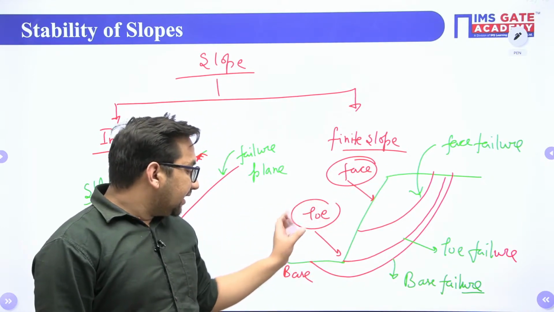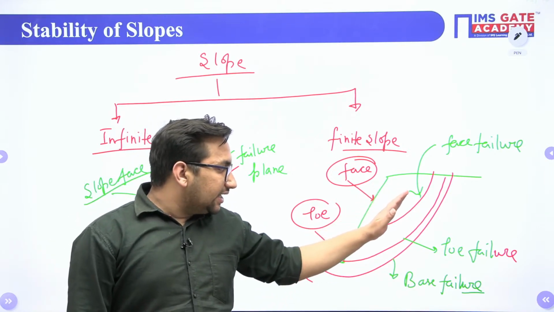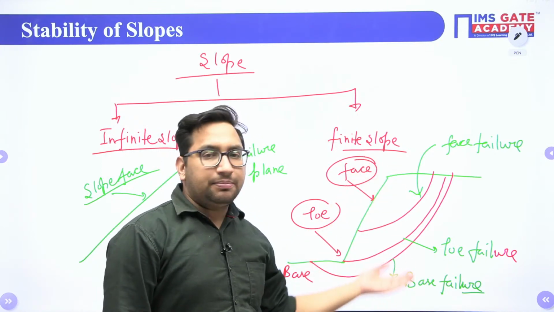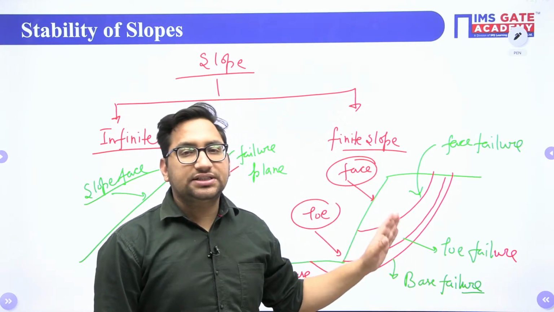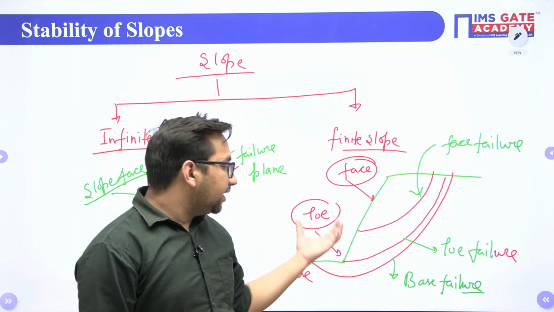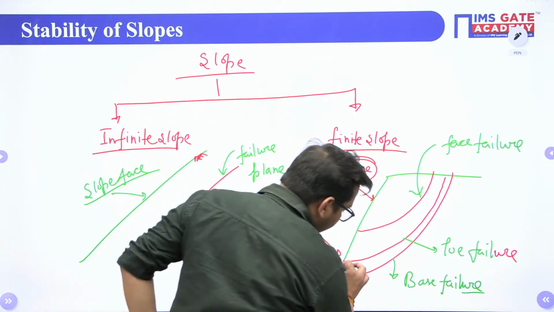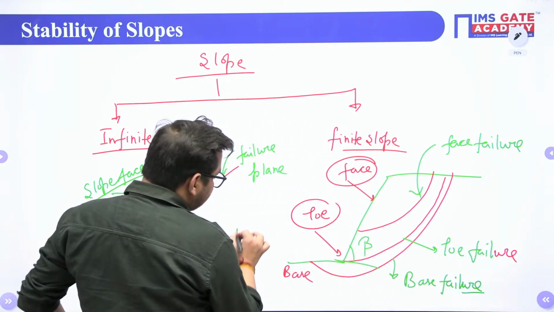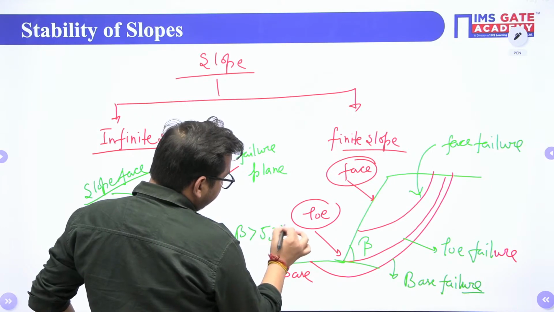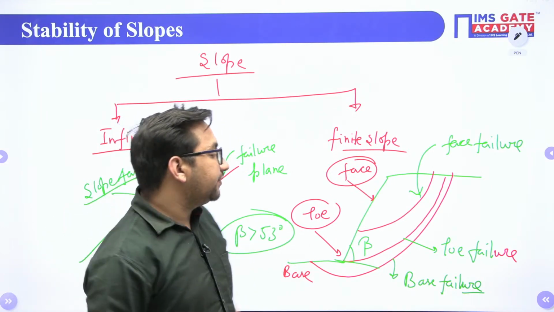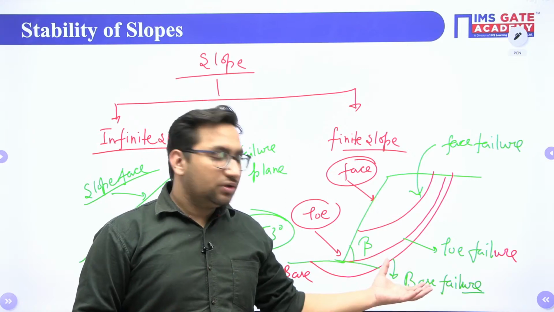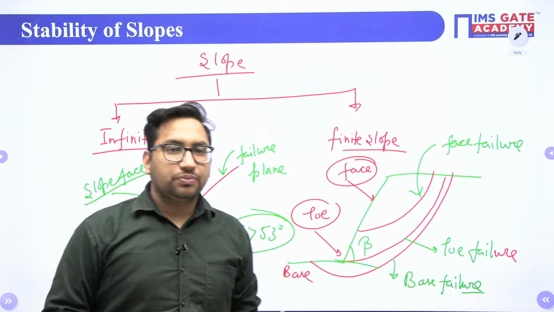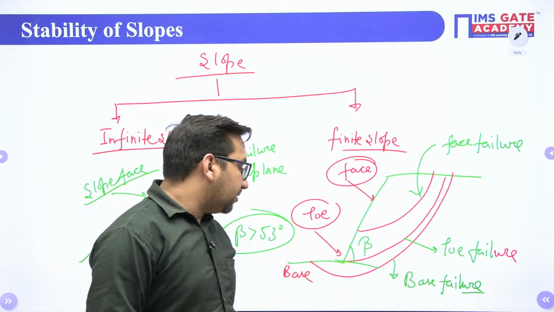Clear? In case of base failure, if the soil has the same strength above and below, and the soil is steep, you will find that there will be toe failure. Also there is one observation that if, let's suppose, this slope angle is beta, and this beta is greater than 53 degrees, irrespective of the phi value, you will always find that the slope will fail along this toe. Clear? So you can also remember this.